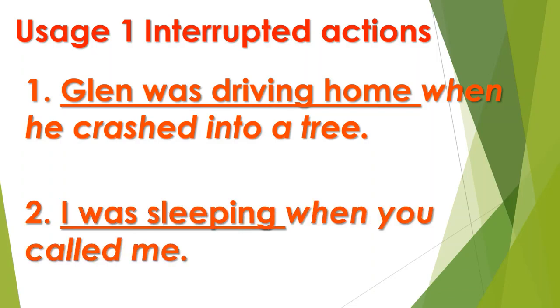So the first usage of past continuous tense is the interrupted action. So we have here two examples. The first one is Glenn was driving home when he crashed into a tree. The past continuous tense is was driving. The interrupting action is when he crashed into a tree.